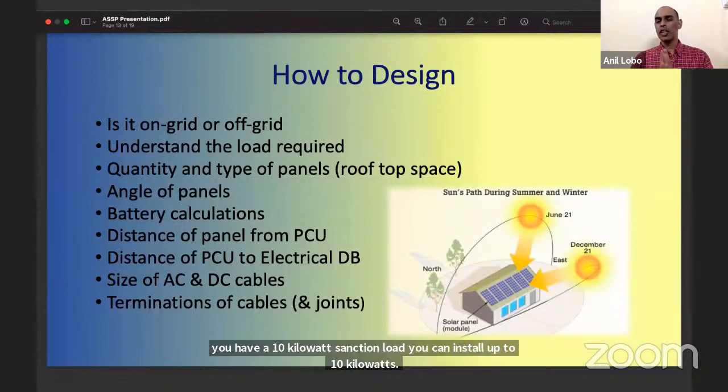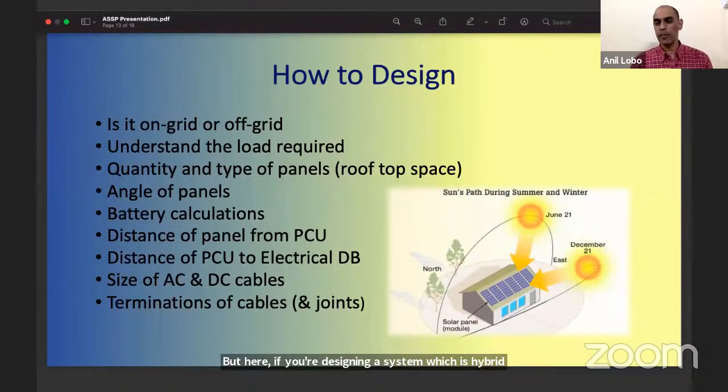But if you're designing a system which is hybrid or off-grid, you need to understand your load. What is your day load? What is your night load? And what is your evening load? In the daytime, there are certain devices that you'll be running which you will not run at night. Your washing machine you might run in the daytime. Your water pump you might run in the daytime. A lot of other gadgets.